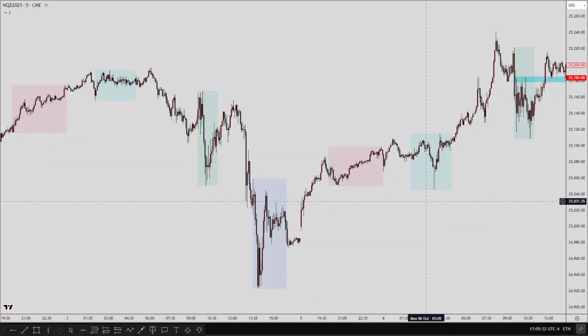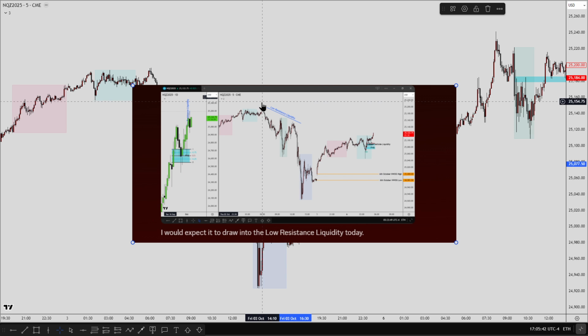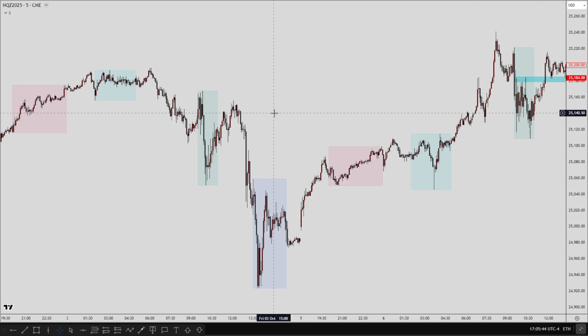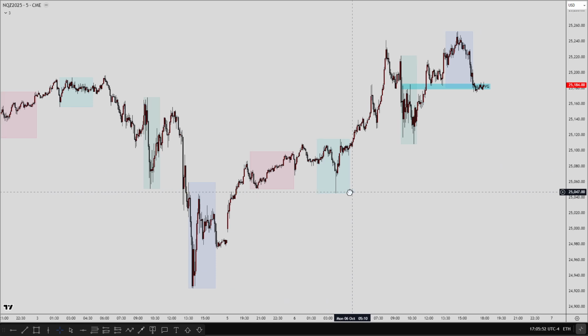Okay, this is a daily market review for the Nasdaq on the 6th of October 2025. So this morning I gave to the roundtable that we should be expecting to trade into this low resistance liquidity, that is all-time highs, and it did. So very nice. Drops below Asia, below midnight opening price. That is the classic buy day model.